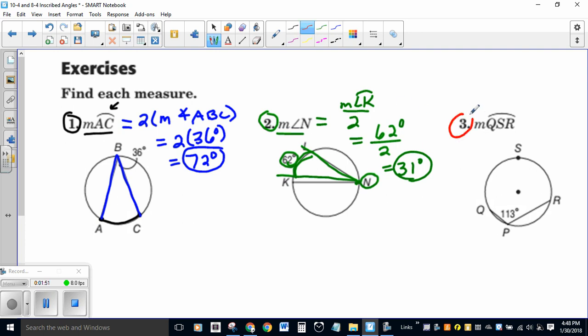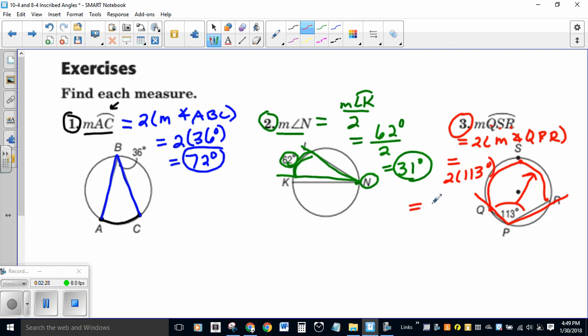For number 3, it's back to arc. So the arc is twice the angle. So it's going to be 2 times the angle. So arc QR starts at point Q, goes past point S to get to point R. So the angle that's inscribed is angle QPR, which is 113 degrees. So that goes to that arc. So it's going to be twice the measure of angle QPR. So therefore it's going to be equal to 2 times 113 degrees, which means my answer is 226 degrees.